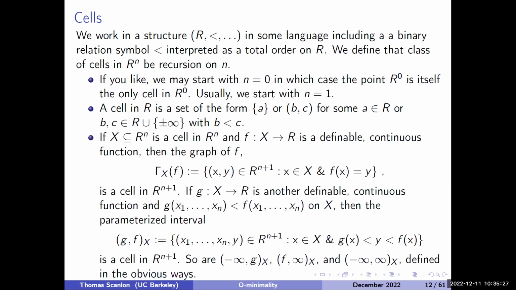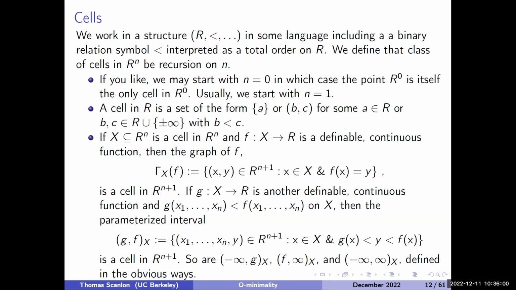And then you go to higher dimensions. So there are two kinds of cells in higher dimensions. One kind of cell would be the graph of a continuous function on a lower dimensional cell. So I have an interval, and then we have a continuous function on it, and then we get the graph. That's a cell. Or you can have parameterized intervals. So you have a cell in the lower dimensional space, and you have two continuous functions on it, and you arrange that the first one is always smaller than the second one, then you can take the space in between.